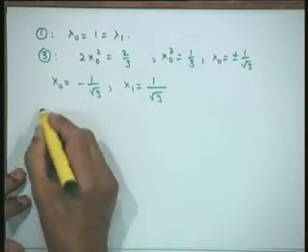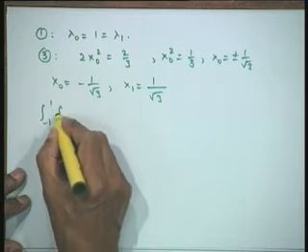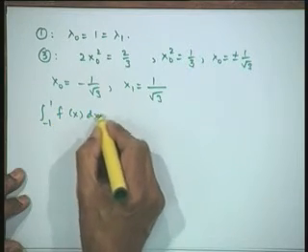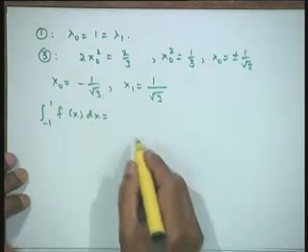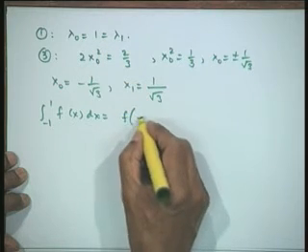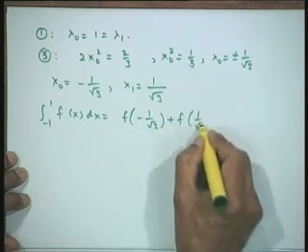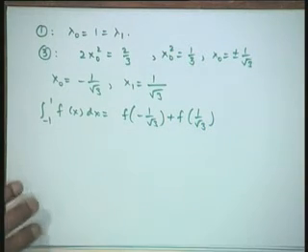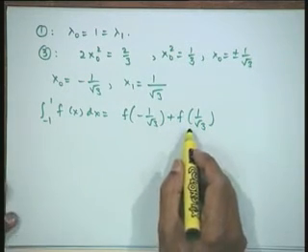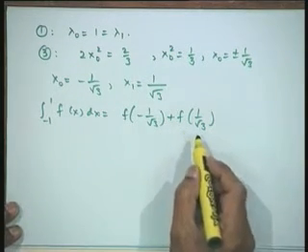but the formula will be same because lambda naught is equal to lambda 1. Therefore, we have derived the formula, integral from minus 1 to 1 of f x dx, lambda naught is equal to lambda 1, that is equal to 1. So, simply f of minus 1 by root 3 plus f of 1 by root 3, which is nothing but our Gauss-Legendre 2-point rule, which we have already proved.